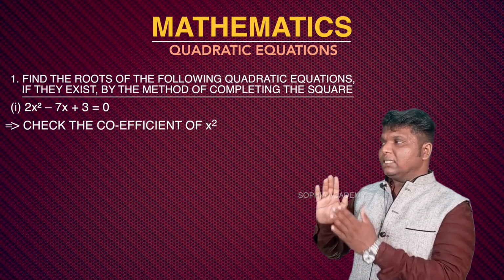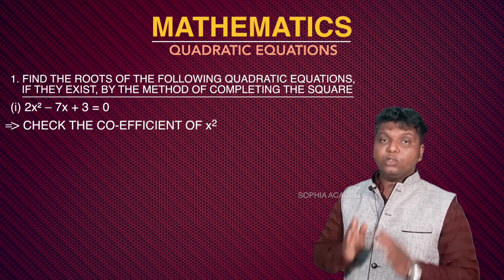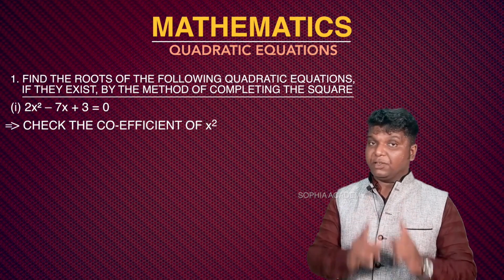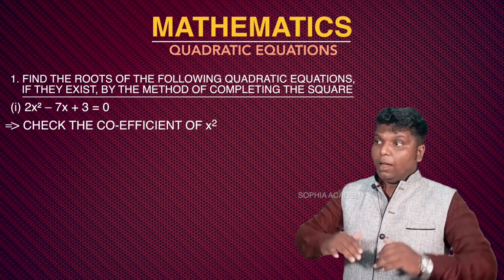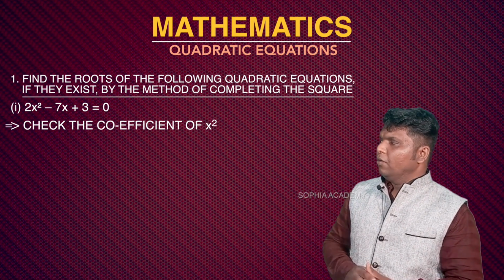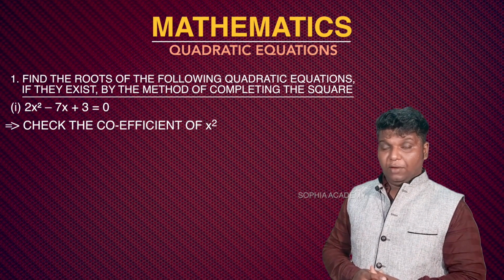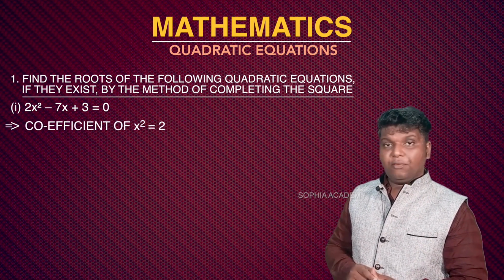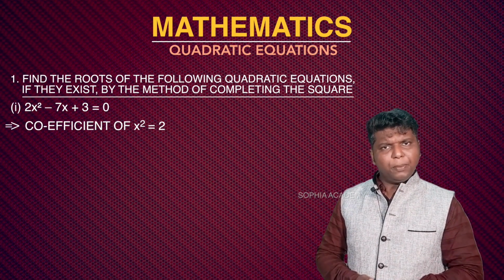So the coefficient of x square should be a perfect square number. That is the first thing you have to check. If it is not, you have to make it a perfect square number. So tell me, what about the coefficient of x square here? Here you can see the coefficient of x square is 2. Is 2 a perfect square number?